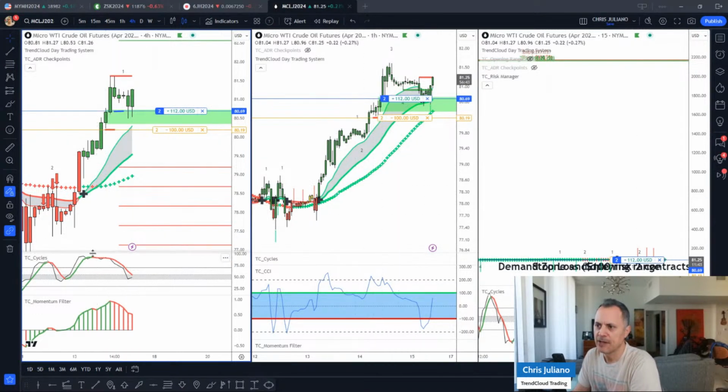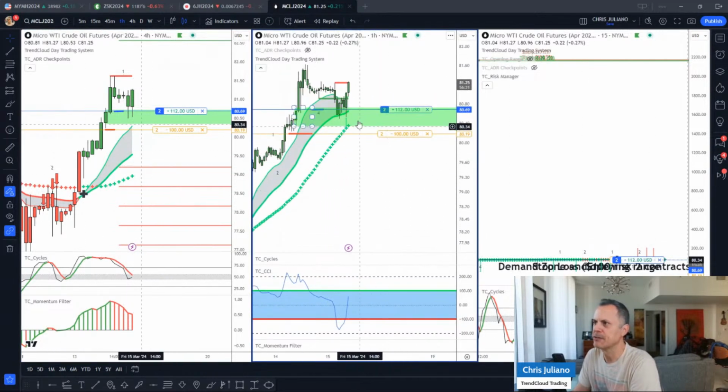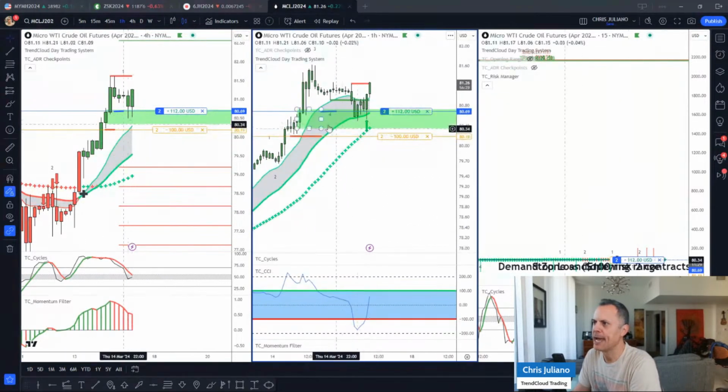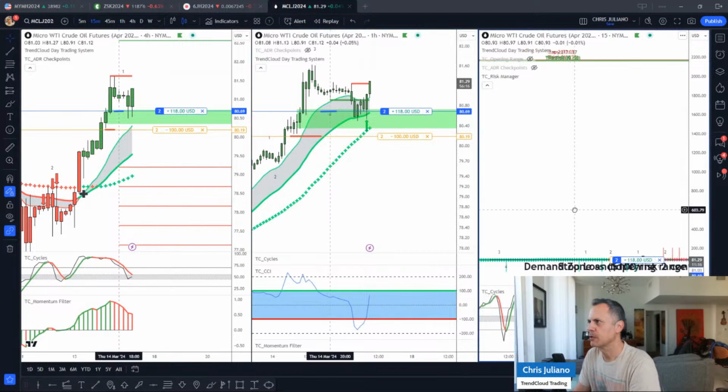Now, the only thing that we had going against us at the time is that we were correcting down. Where does this correct down into? Well, it corrected down into the 1-hour demand zone. This is exactly why we have trend cloud on our chart, to show us price action. Where is price action coming into?